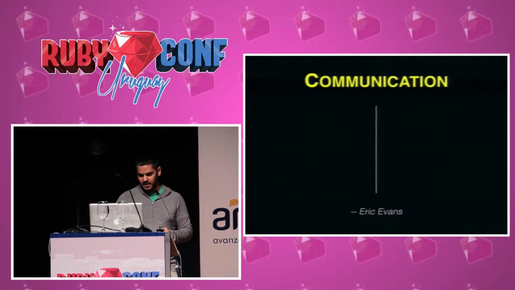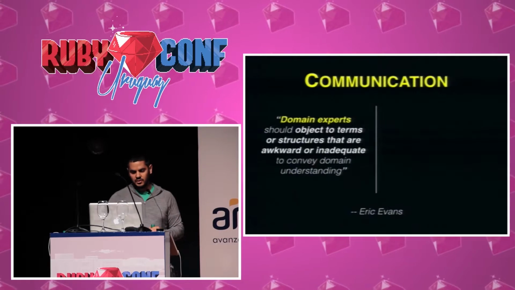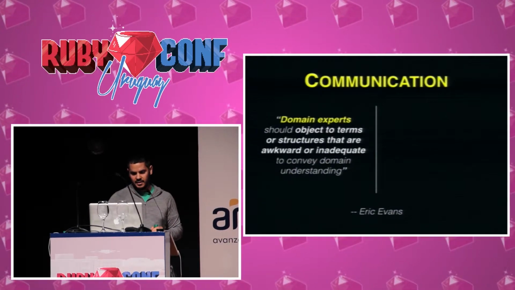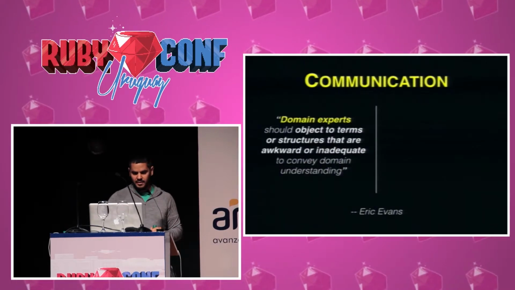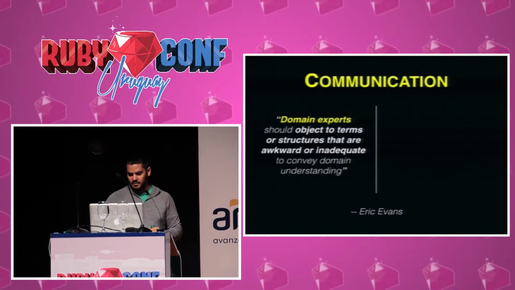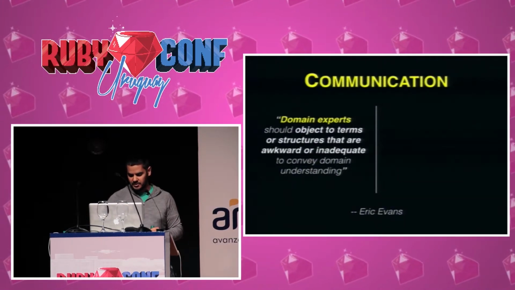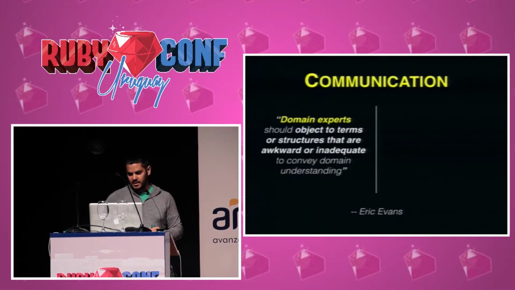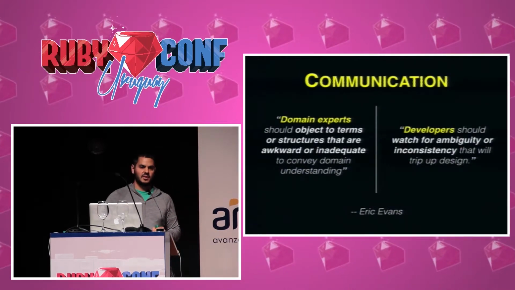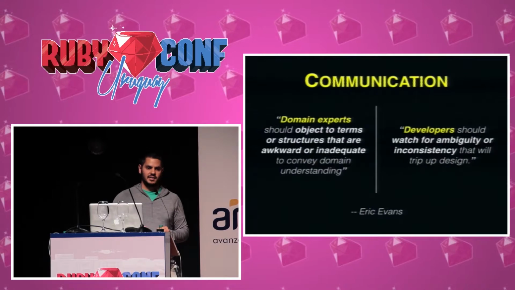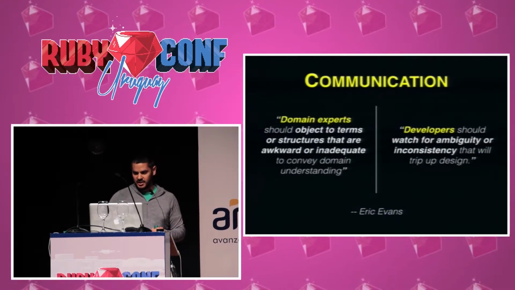So to sum up the two sides of the equation, on one side, the domain experts are supposed to object to terms or structures that are awkward or inadequate. We saw this as an example when, well, we kind of blew through it, but comments weren't really a good term. We changed that to reviews. And developers should watch for ambiguity or inconsistency. The developer, in our example, saw that the domain expert was using the word developer and company interchangeably.